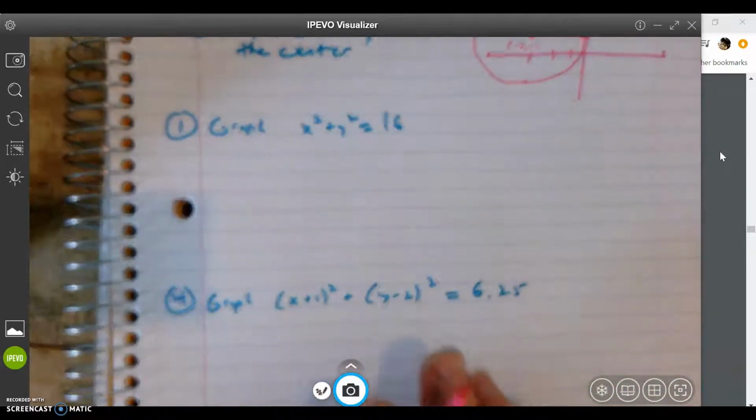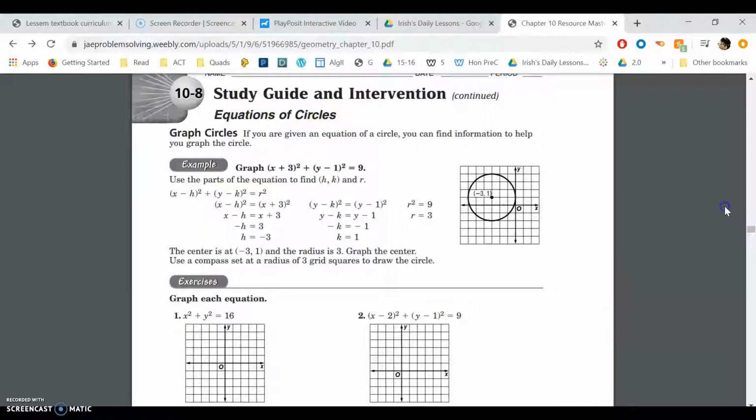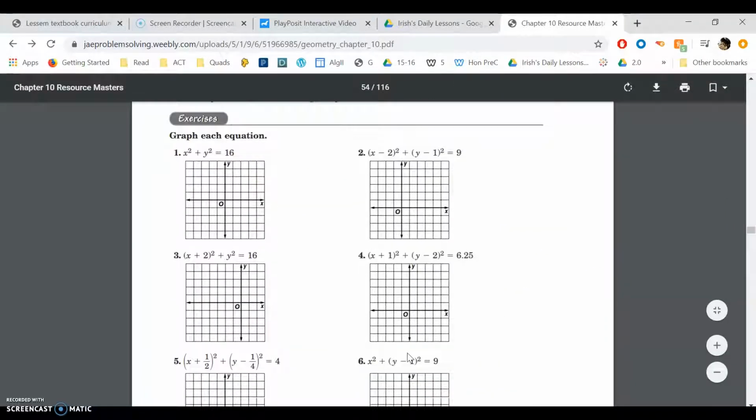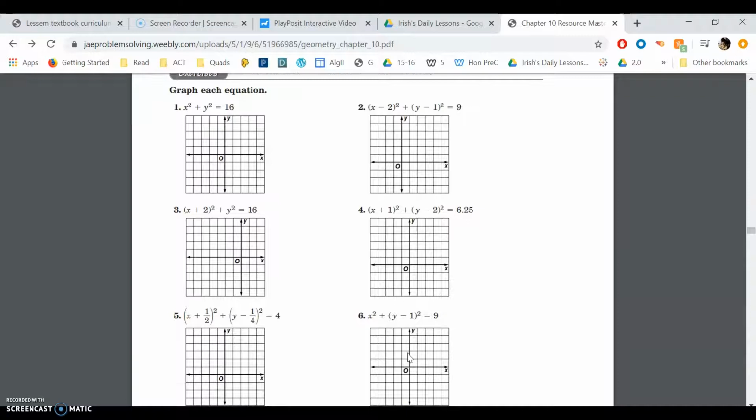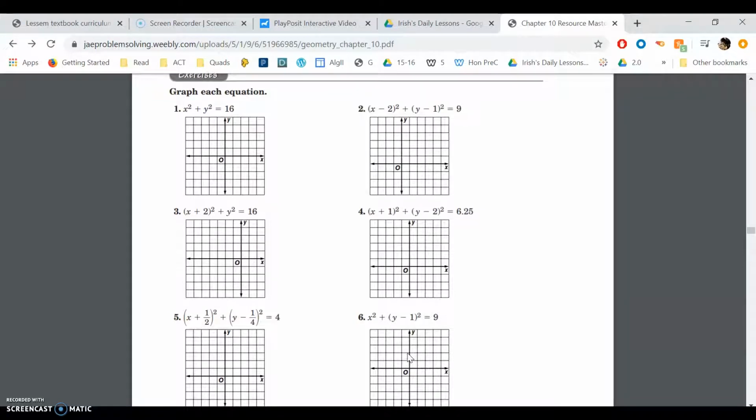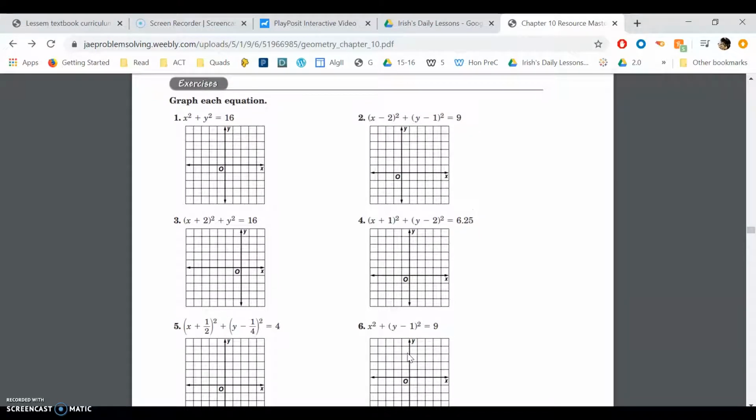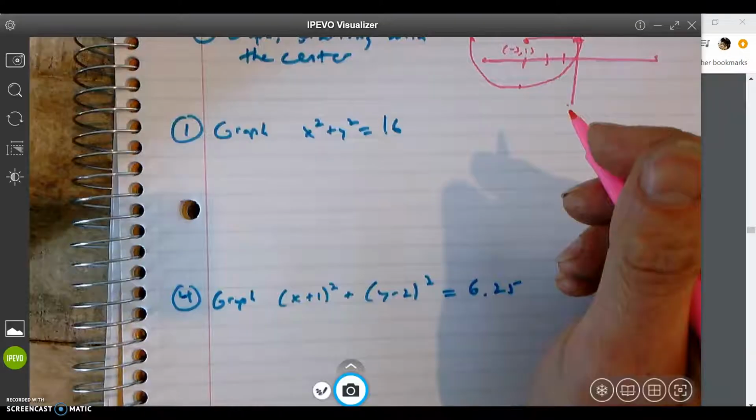All right, 2 more. Number 1 and number 4. So you're going to do all these right here. All this stuff is in the PDF. I'm going to do number 1 and number 4. The rest you are on your own to do, okay? Here you go. Number 1.